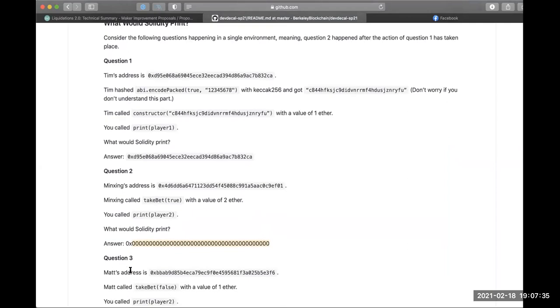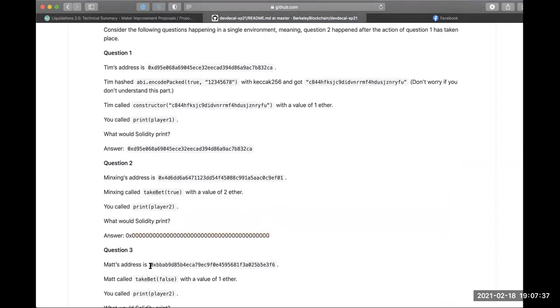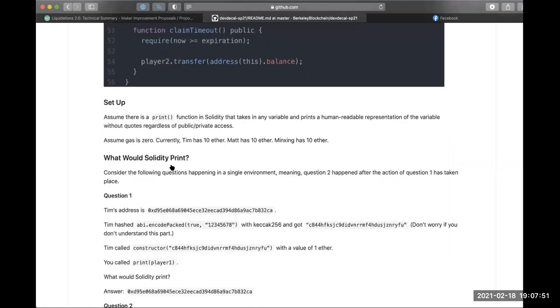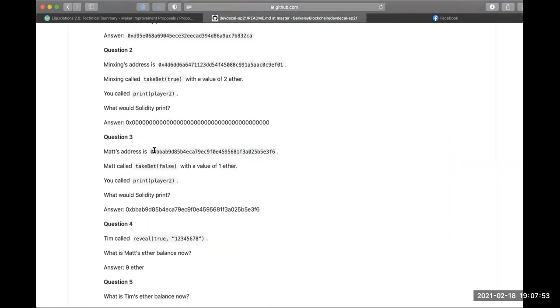So let's do this one. Question 3 is pretty similar. However, when Matt calls take bet, the value is 1 ether. When the value is 1 ether, this requirement passes and player 2 gets reassigned to Matt's address, which we see.